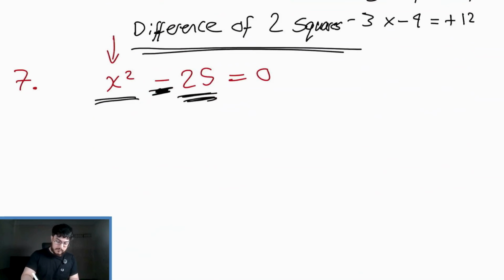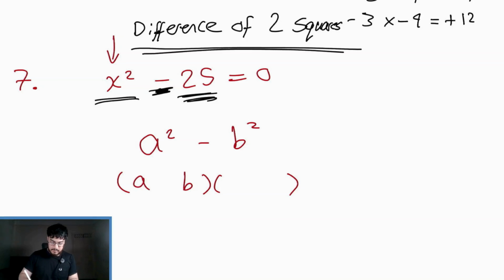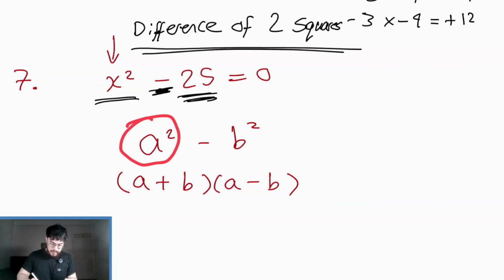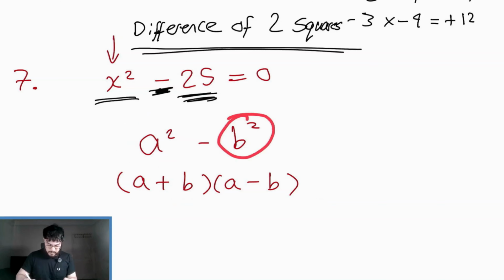I'm just going to quickly write it out for you. As long as we have a squared subtract b squared, then we can just write two brackets straight away and put a, b, one has a plus, one has a minus. We can always do this, but it has to be a square number, subtract a square number.